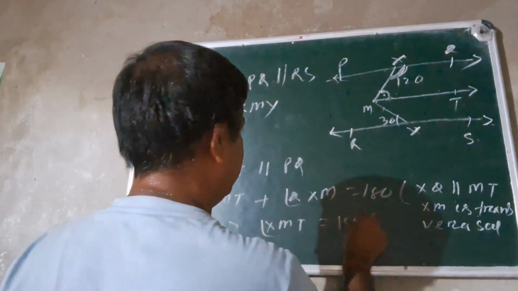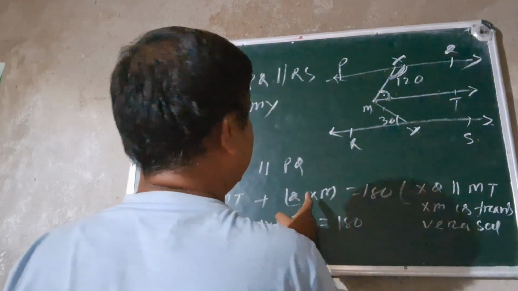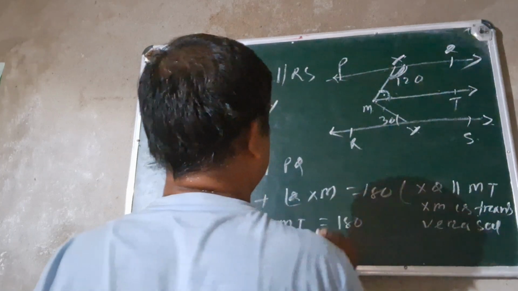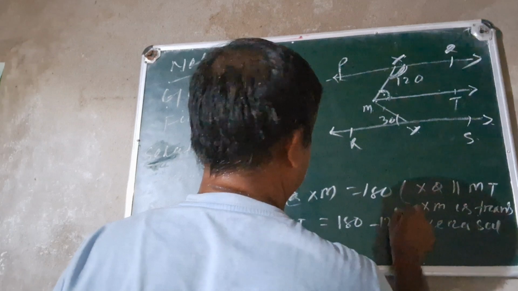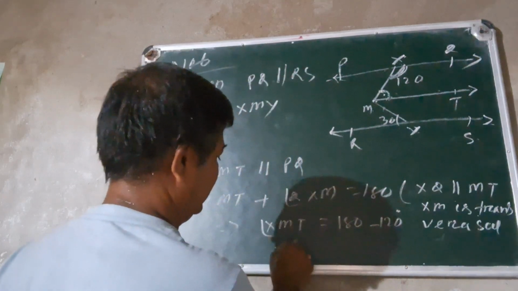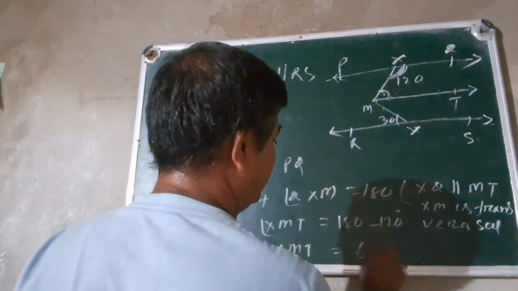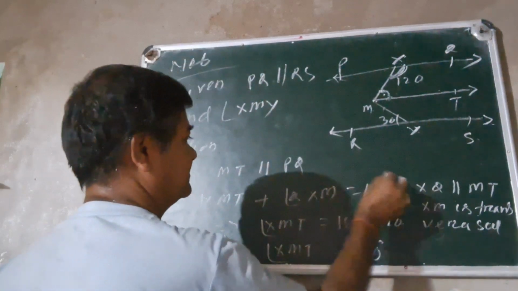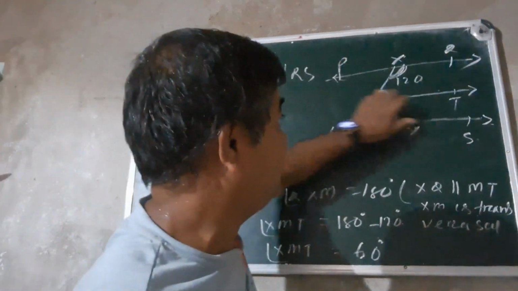equal to 180 minus QXM, and QXM is 120. XMT angle equals 180 minus 120, 60. Do you understand? XMT is 60 degrees.